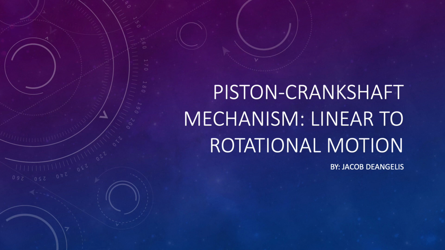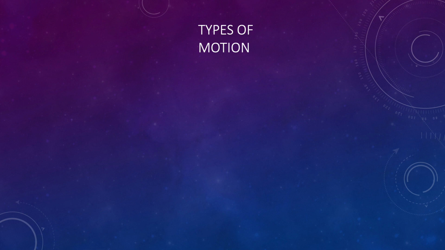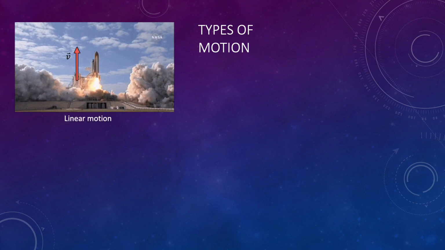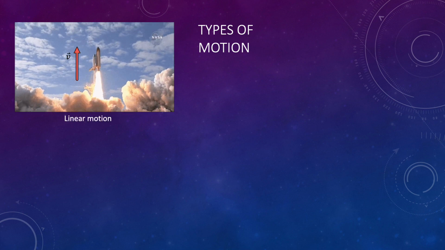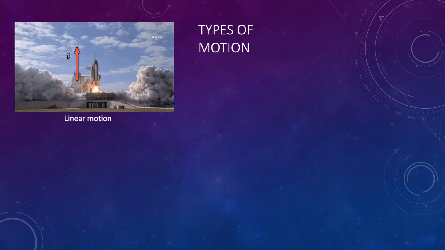This is my linear to rotational motion extra credit project with my topic being the piston crankshaft mechanism. We can differentiate types of motion by considering the manner in which the motion occurs. Linear motion is associated with an object moving in a straight line.